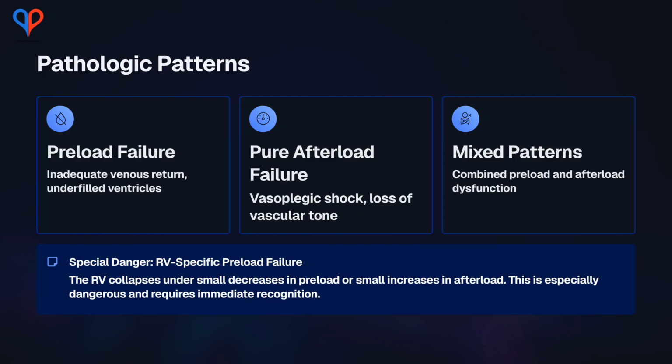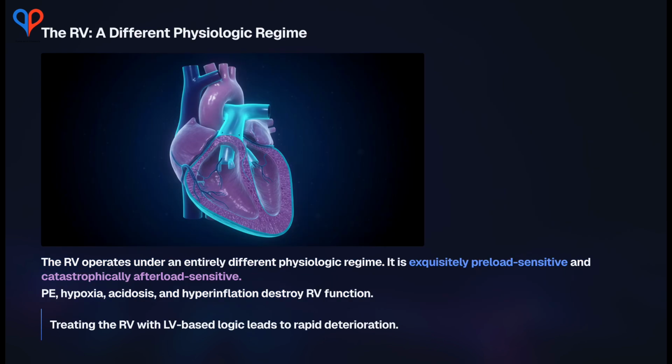RV-specific preload failure is especially dangerous. The RV collapses under small decreases in preload or small increases in afterload. The RV operates under an entirely different physiologic regime. It is exquisitely preload sensitive and catastrophically afterload sensitive. PE, hypoxia, acidosis, and hyperinflation destroy RV function. Treating the RV with LV-based logic leads to rapid deterioration.